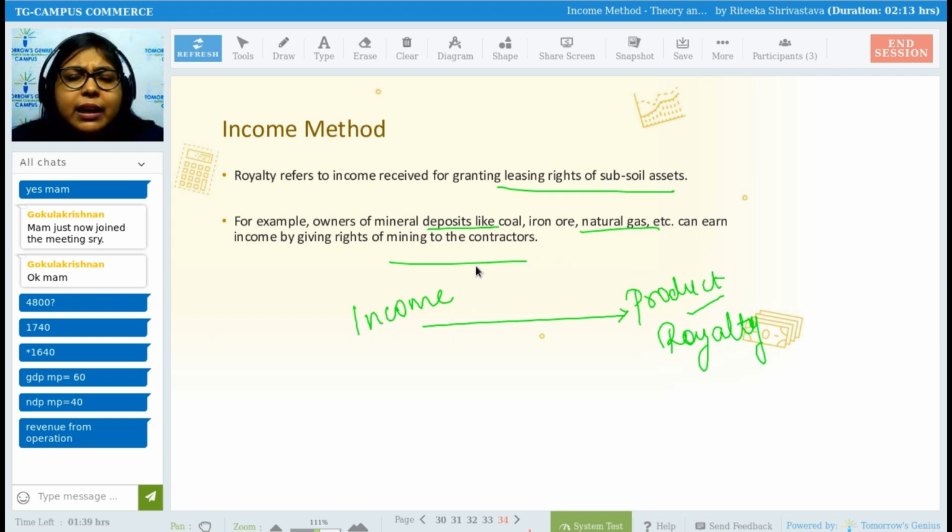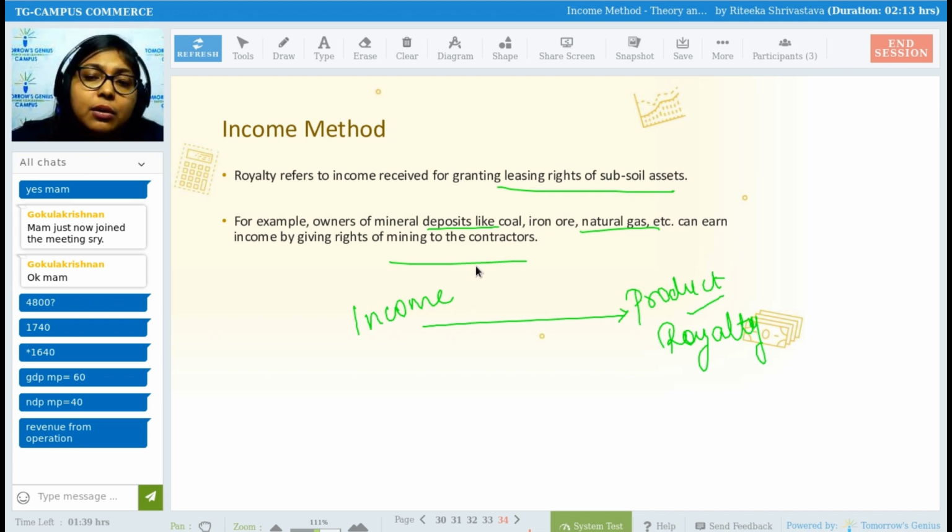Now, in the same way, if I am doing the mining of coal, but Mridula and Gokul come to me and say that we also want to do the extraction of coal, we also want to do the mining of coal. But I will say no, the mining rights are only with me. How can I give the rights to you? Those rights are only with me. I will not give you.